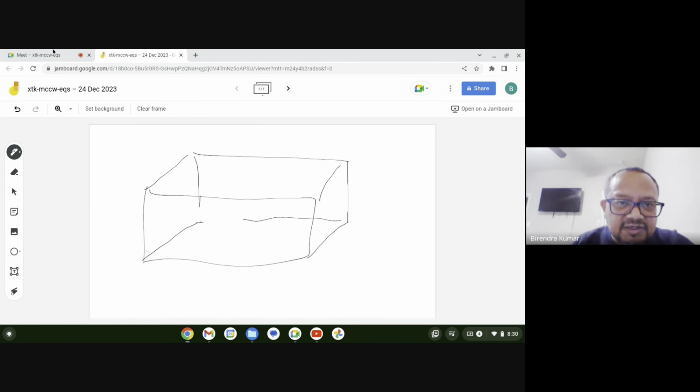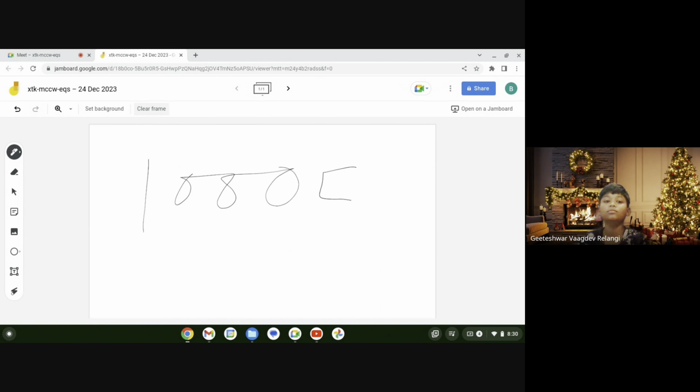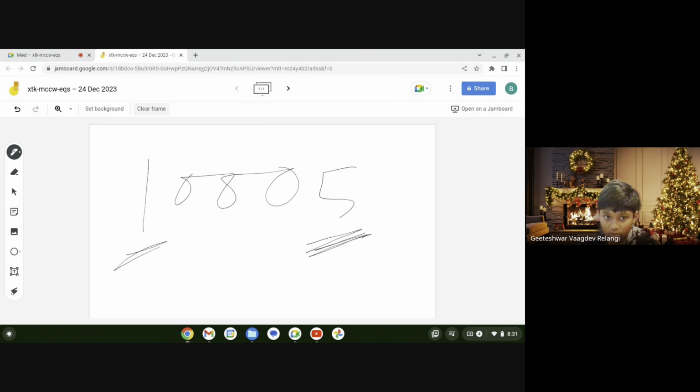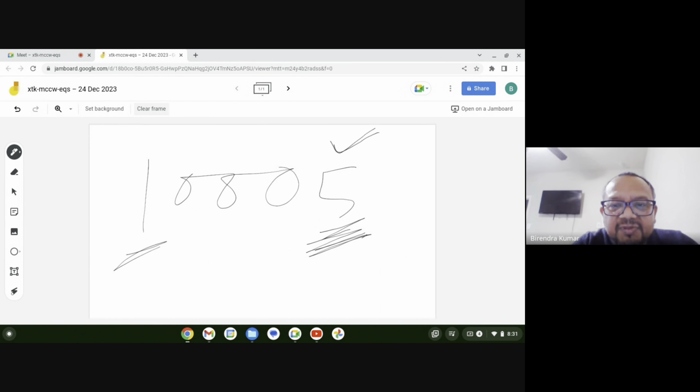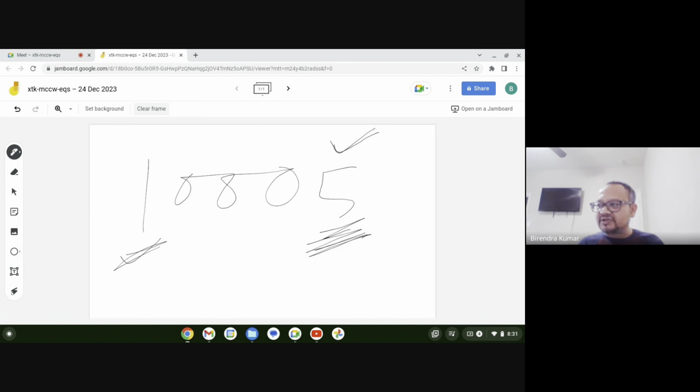Now let's look at some more concepts. Are you clear about place value? What is this one versus what is this one? 10,005. So what is the place value for five? Ones. 5 is ones and 1 is ten thousand. Yes. Okay. So this part you know. I'm just checking against all the concepts.